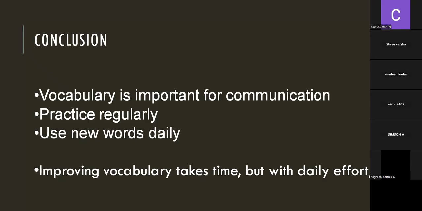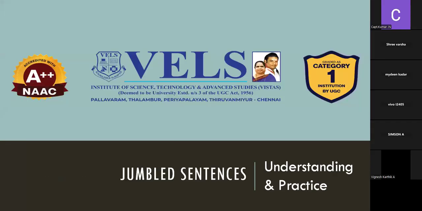Now, the vocabulary session will be over successfully. Then we'll move to the other topic, that is jumbled sentence. Jumbled sentences are mixed up words that need to be arranged properly. This actively helps students understand sentence structure. For example, instead of "is she singing", we rearrange to "she is singing".